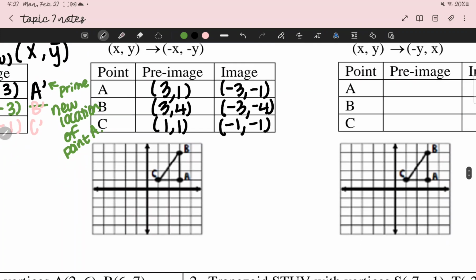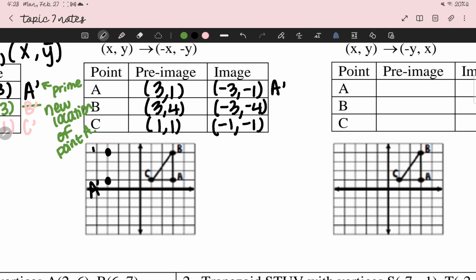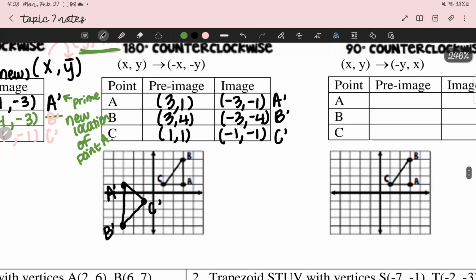Go ahead and graph those. So -3, 1 is A prime. -3, 4 is B prime. Oh, sorry. You know what? That's supposed to be -3, -4. It's really easy to mess yourself up with this, like I seem to constantly do. Okay, that's B prime. And finally, -1, -1 is C prime. Okay, and now I have my transformed figure, so I rotated it. All right, and that is it for the second example.